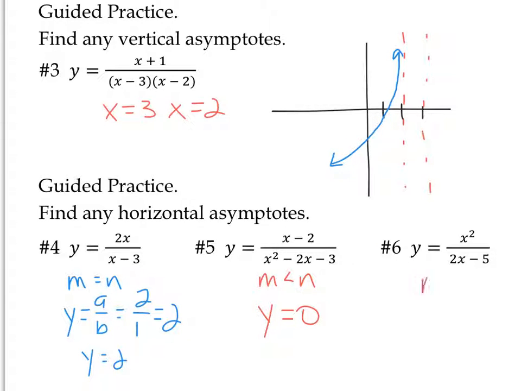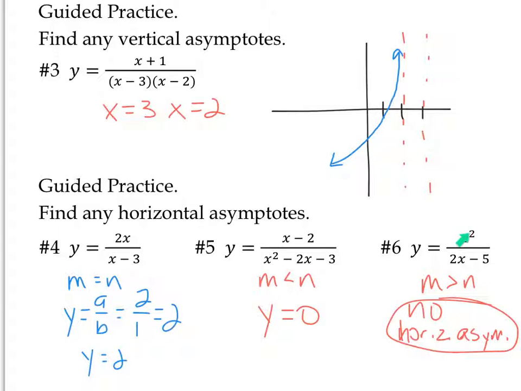And in the next example, we have m greater than n, because the degree of the numerator is 2 and the degree of the denominator is 1. And so there's no horizontal asymptote. I'll just abbreviate that. No horizontal asymptote. So when the degree in the numerator is bigger than the degree in the denominator, no horizontal asymptote.